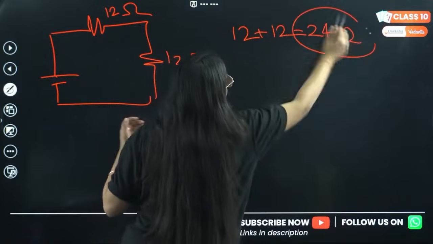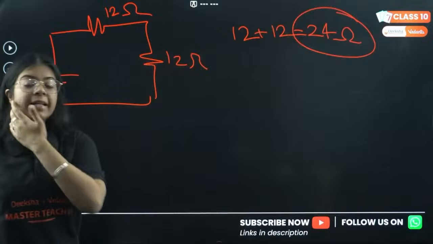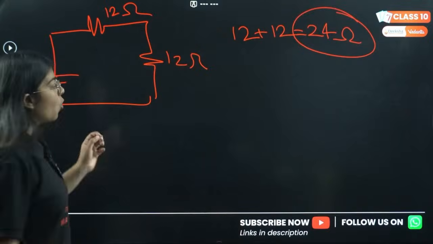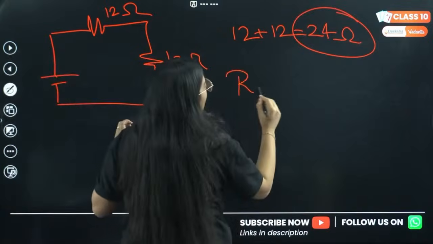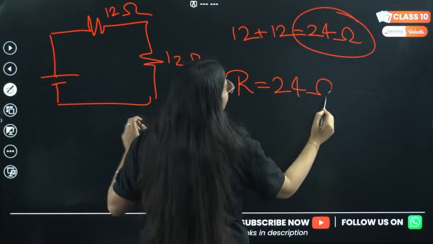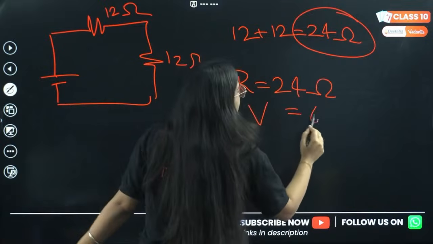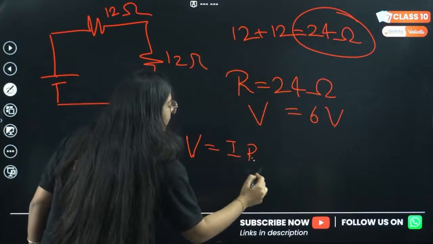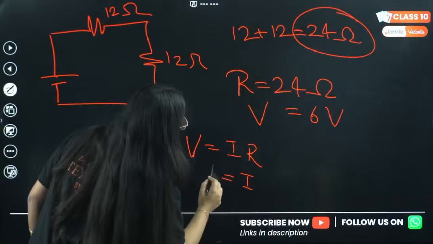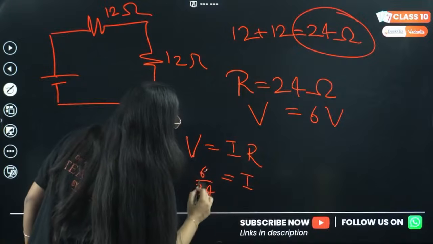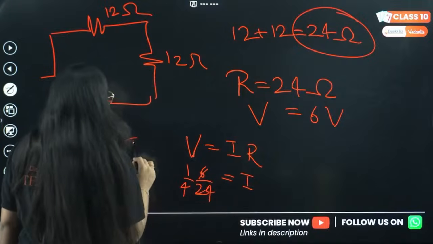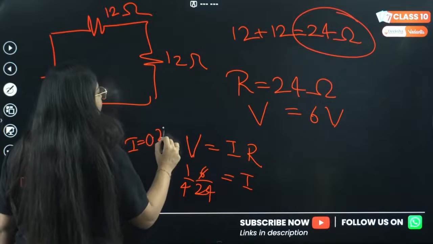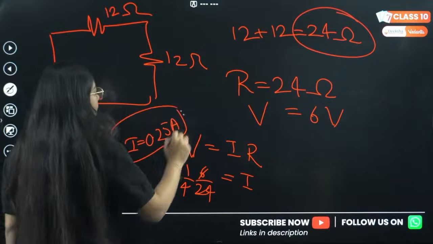So the total resistance in this whole circuit is now 24 ohm. Now I have R as 24 ohm and I have voltage as 6 volt. Can I easily calculate current? I is 6 divided by 24, which is 1 by 4, and I comes out to be 0.25 ampere. Correct?